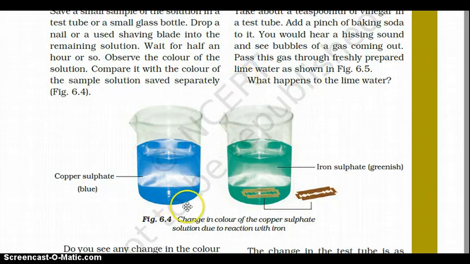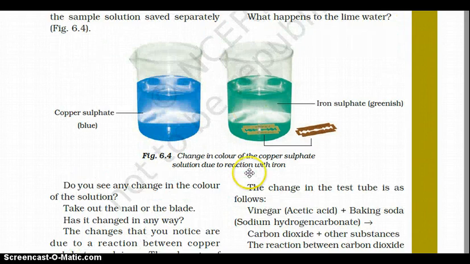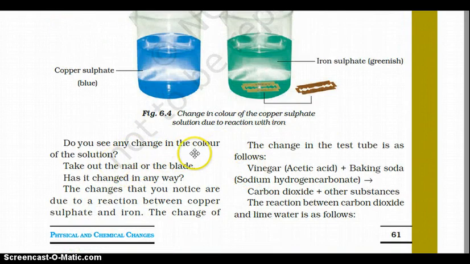So this is the copper sulfate solution initially, and when we dipped an iron nail or an iron blade into it and left the solution for few hours, what we observed is that the solution changed to green color. So do you see any change in the color of the solution? Now take out the nail or the blade. Has it changed in any way?